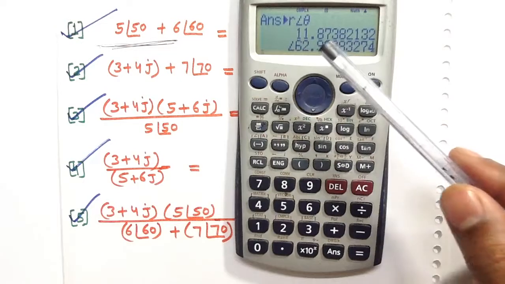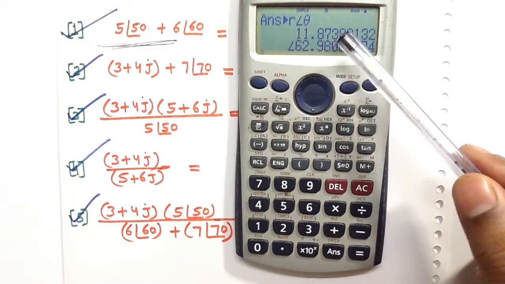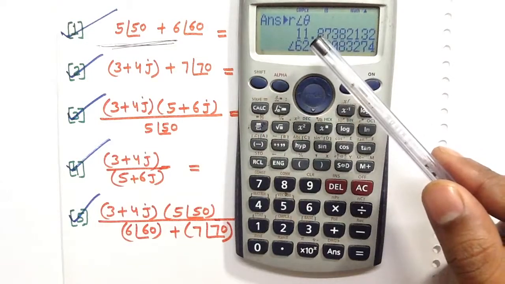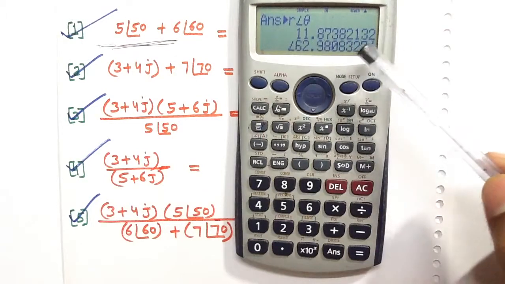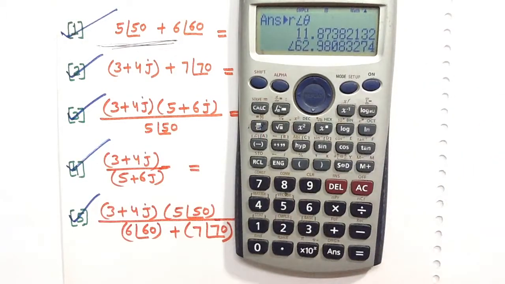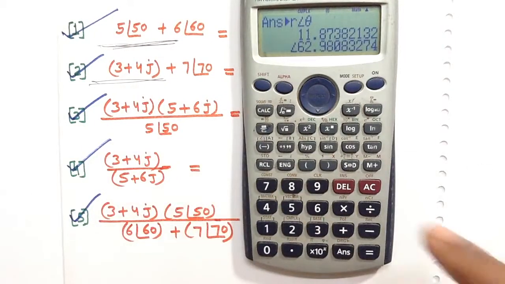Again I am repeating it. The answer of question number 2 in polar form is 11.87 angle 62.98. Okay, so our question number 2 is complete. Let me proceed to question number 3.